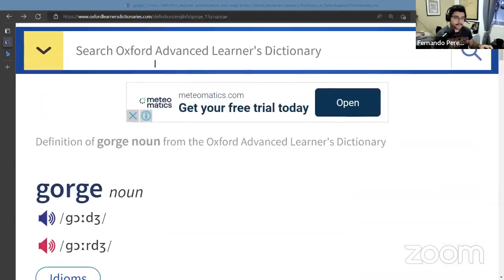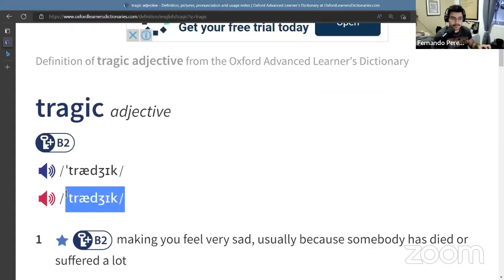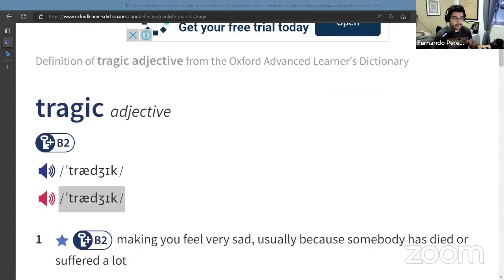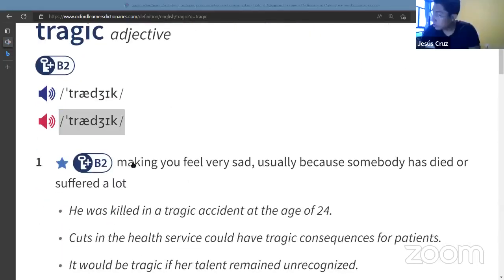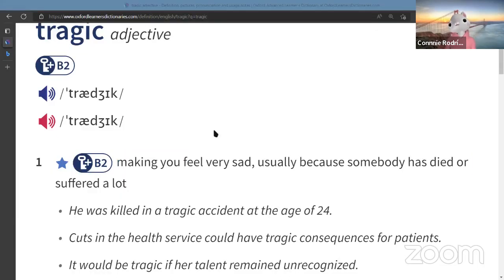Next one. Tragic. That's right. Tragic makes you feel very sad, usually because somebody has died or suffered a lot. He was killed in a tragic accident at the age of 24. That's right.